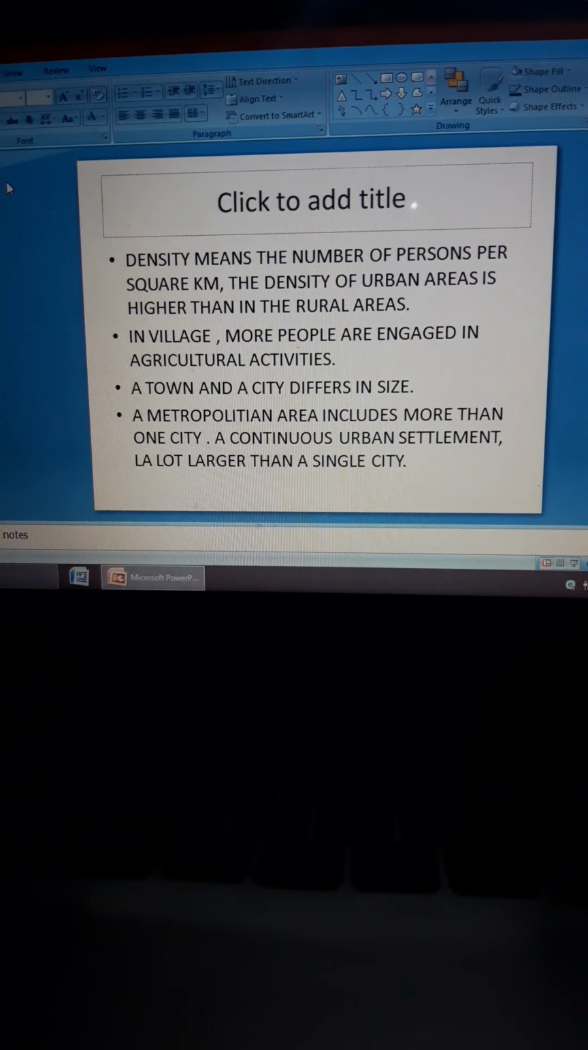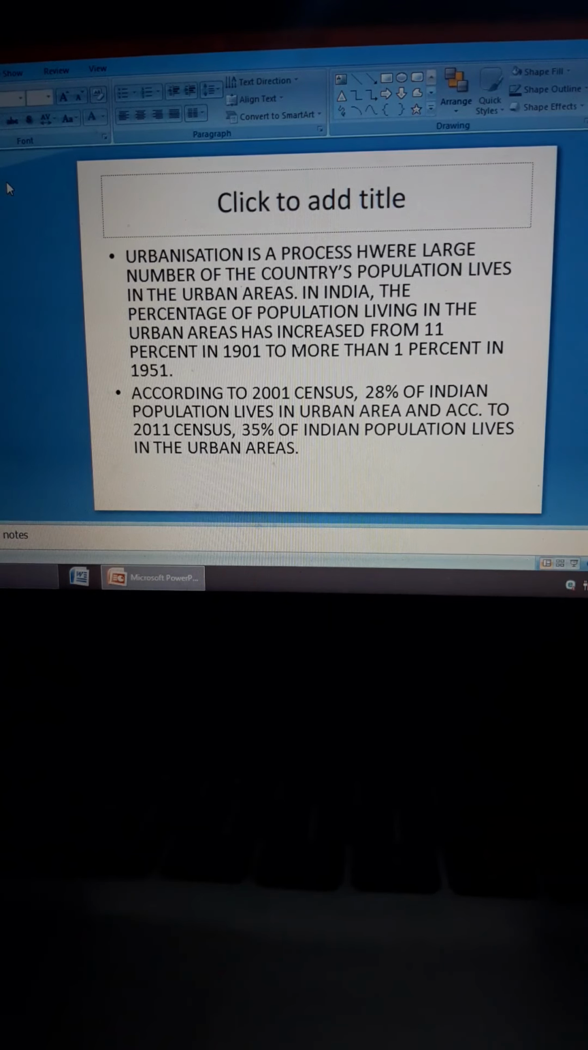So density means the number of persons per square kilometer, like I said, and the density of an urban area is higher than in a rural area. So obviously there will be more people living in 1 square kilometer in an urban area than in a rural area. In villages, more people are engaged in agricultural activities. Okay, this is explainable. A town and a city differ in size, and a metropolitan area includes more than one city. It is a continuous urban settlement that is a lot larger than a single city. Okay, it's an urban settlement.